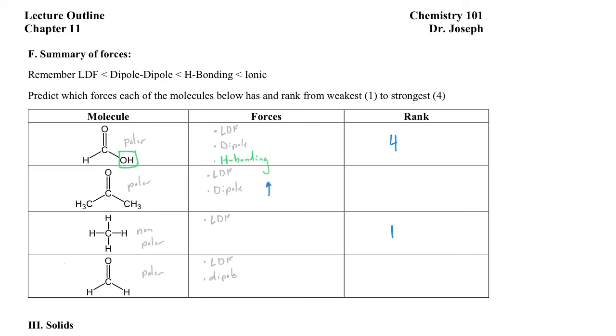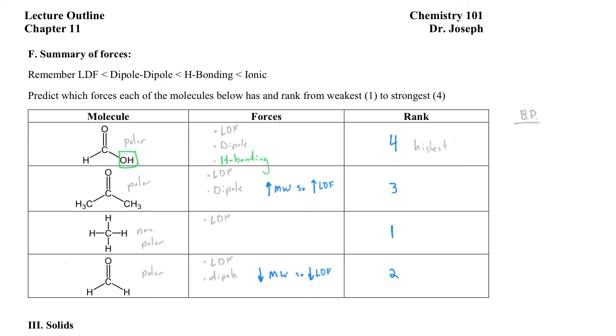Now, just by looking at the molecular structure, we can see that this molecule, which is called acetone, has a greater molecular weight because of the additional carbon atoms that formaldehyde does not. So we would expect higher London dispersion forces here because of the greater molecular weight. So we'll rank that as 3, and then the bottom one as 2.